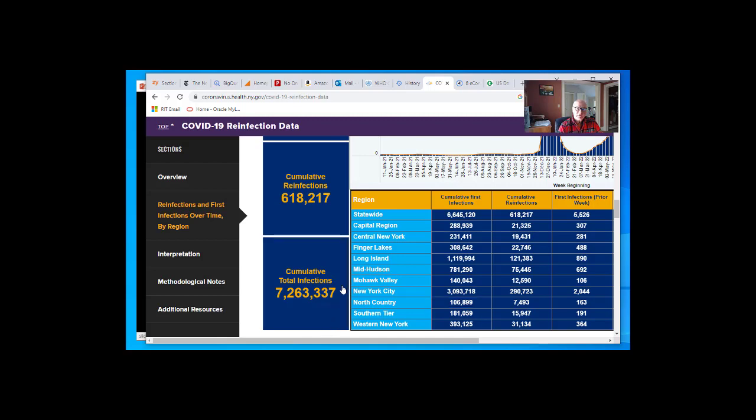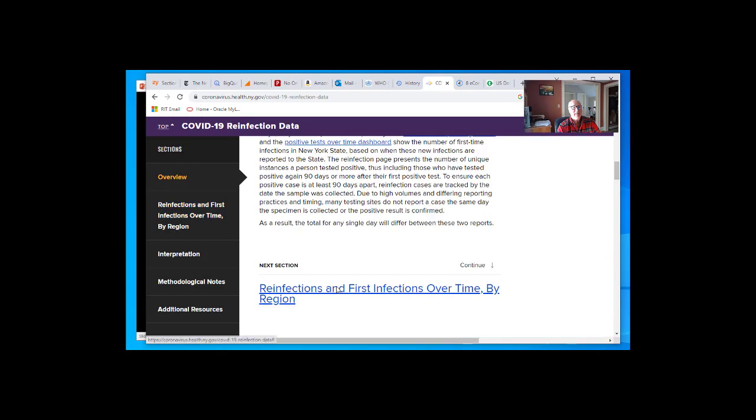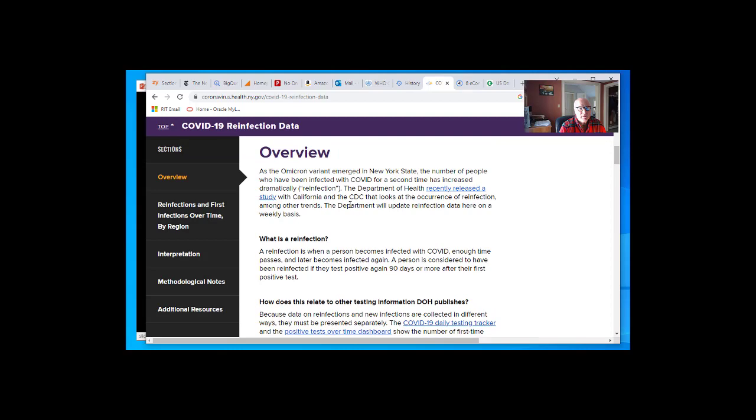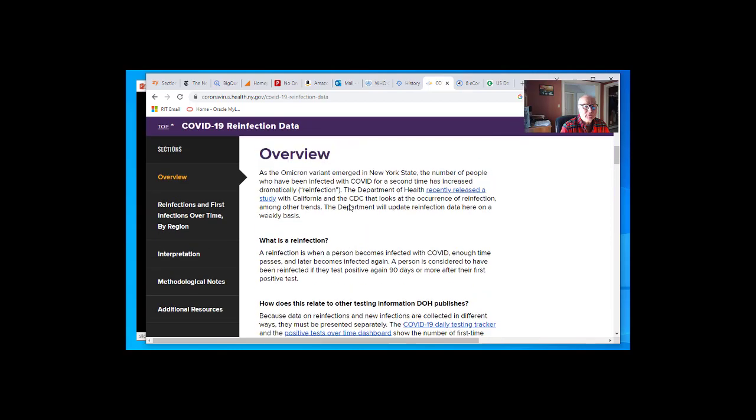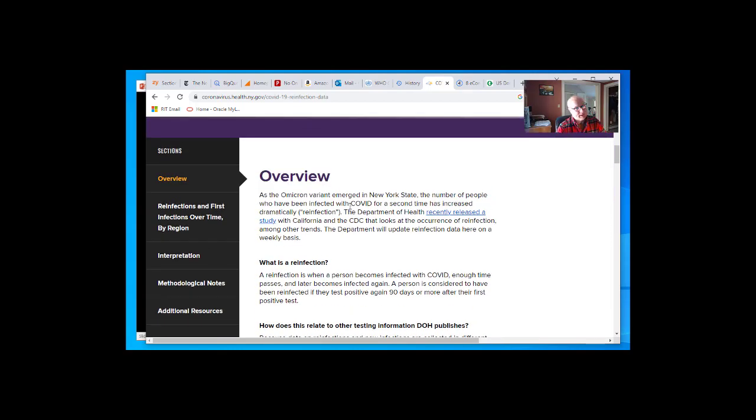Now, there's a lot of text in here that is also part of these dashboards. And an overview, which is really kind of like an introduction, and then look, what is reinfection? Talking about what's going on in this particular dashboard, explaining what the terms are, how does it relate, what does it mean, all those kind of things.